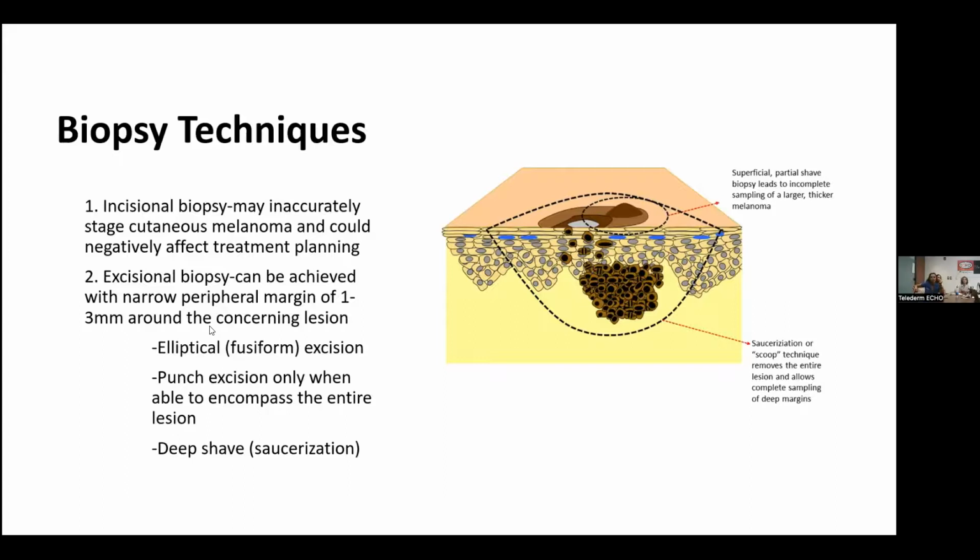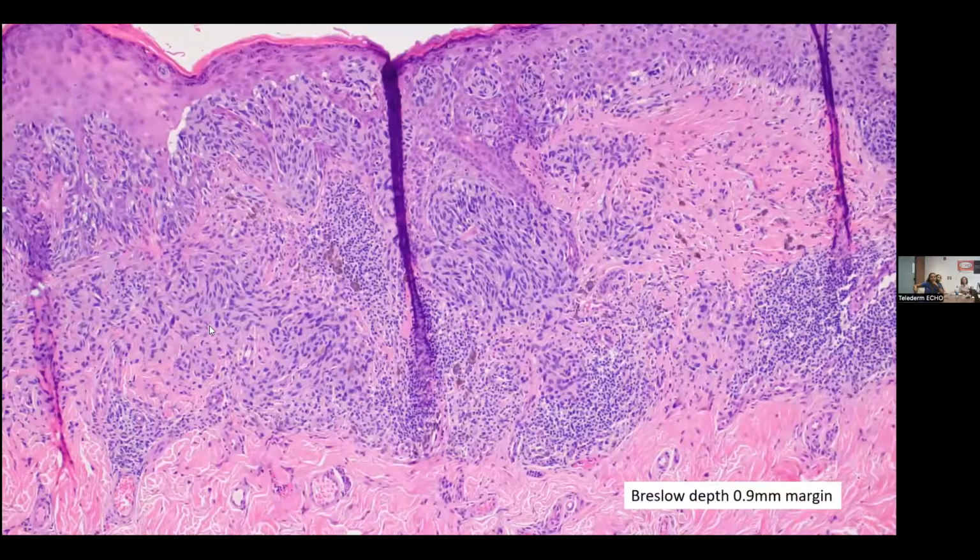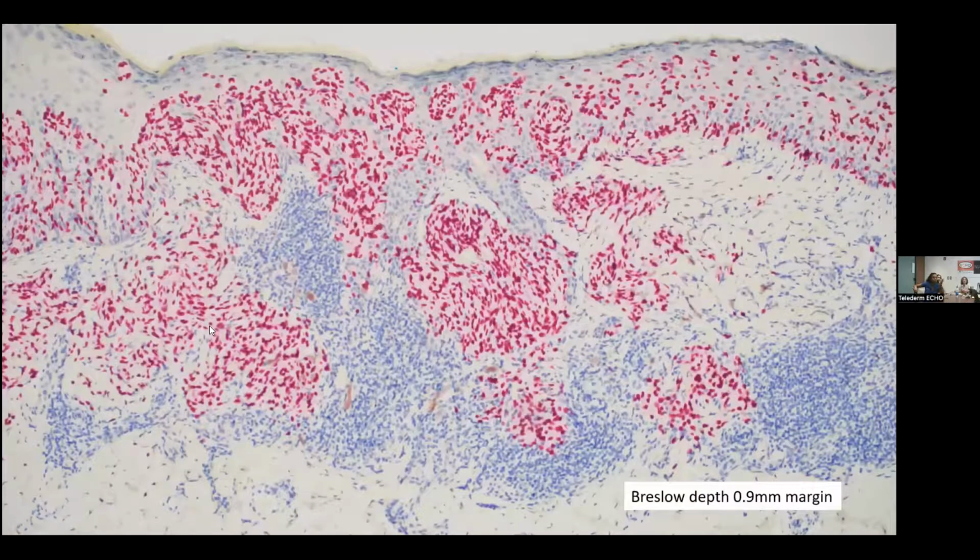His pathology report came back as invasive melanoma with a Breslow depth of 0.9 millimeter. Next. And this was a special stain with SOX stain. It came back as positive. So he was diagnosed with invasive melanoma.